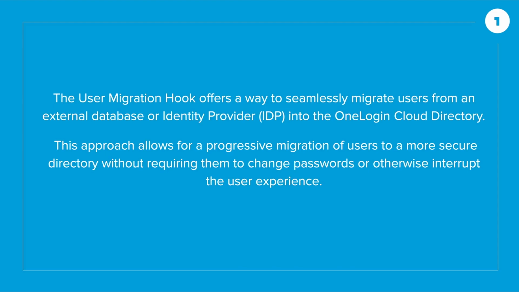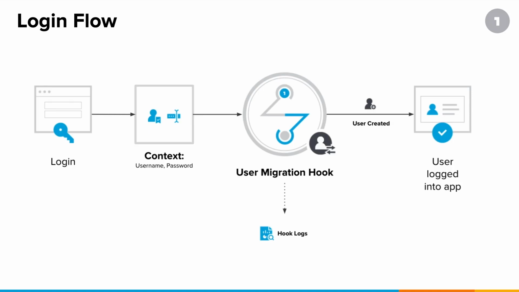We really don't want to interrupt the user experience, so we need a way to get users moved over without them noticing. The way it works is the user will log in as normal. They'll enter their username and password. We'll then check against the OneLogin Cloud Directory. If the user does not exist, the user migration hook fires.